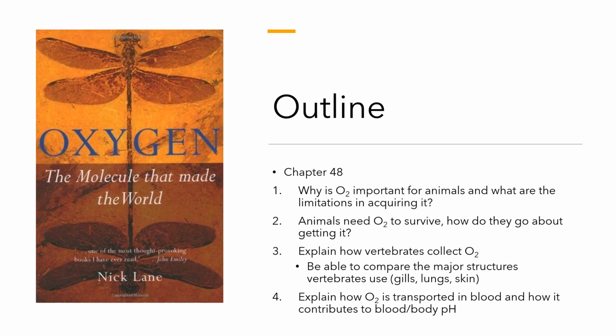So, as a reminder, this is chapter 48 in the Raven et al. Biology book. And I want you to understand these components when you're done. There's some obvious ones in here. Why is O2 important? Why do animals need O2 to survive? Explain how they actually get it, and explain how it's transported around the body, especially as it relates to pH.